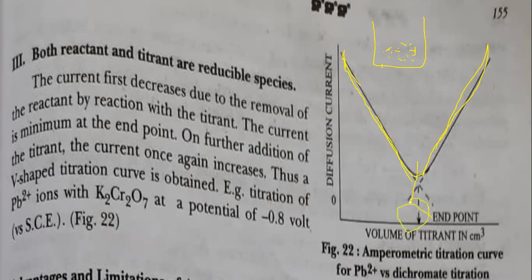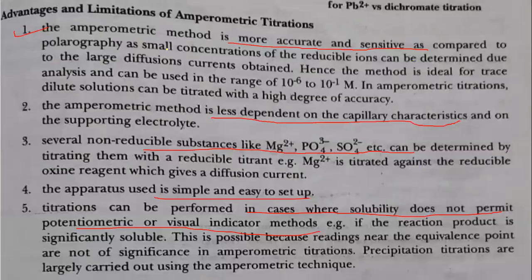So example for this titration is the titration of Pb2+ ion with potassium dichromate, K2Cr2O7. Okay, in this way you will get the graph over here, because here both reactant and titrant are the reducible species.